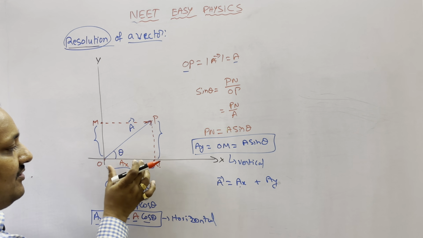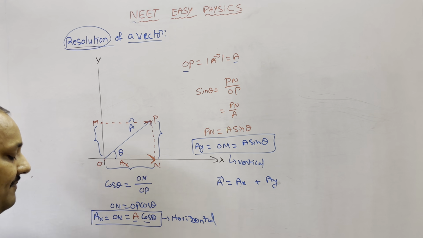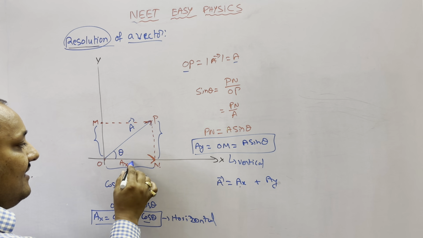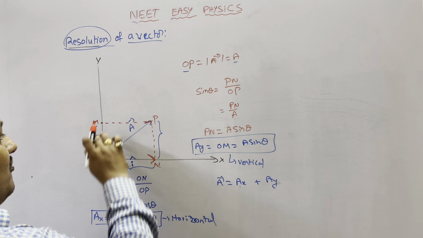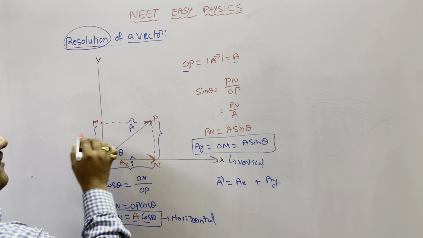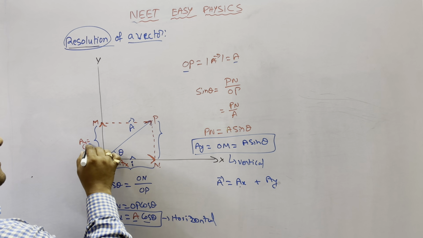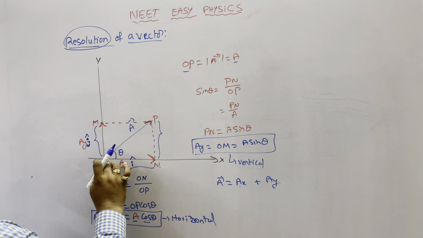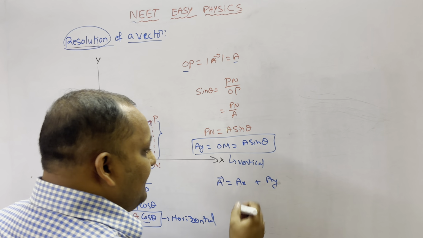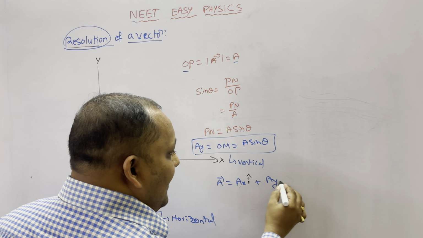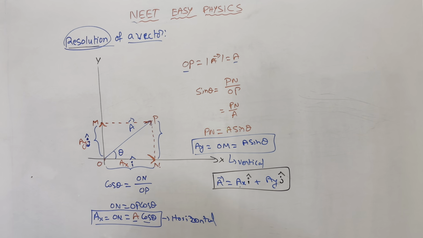Now AX is going to be ON. If you multiply AX with I cap along the x-axis, you get the vector. Same like that, OM is going to be AY. If you want to make it a vector, we should multiply AY with J cap along the y-axis. So A bar can be written as AX I cap plus AY J cap.